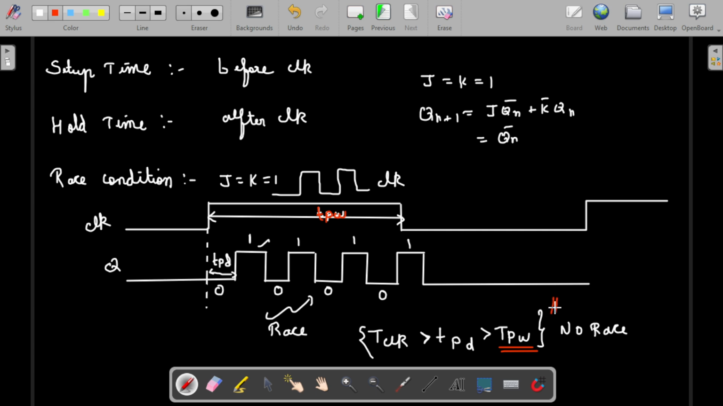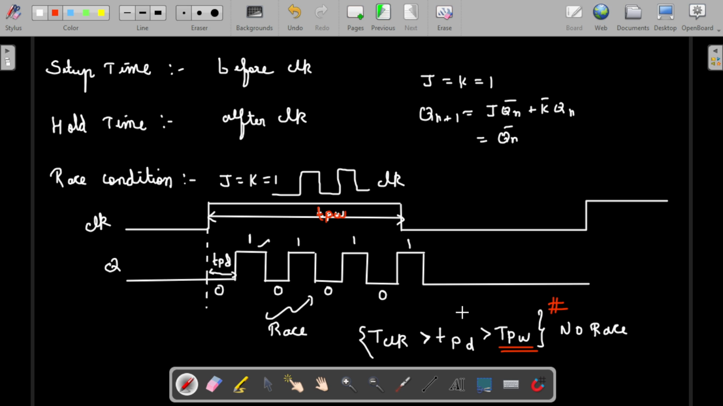So this is one key terminology. Many times questions were asked on this in GATE, and it is also important. So in order to avoid the race condition, the T clock needs to be much greater than the propagation delay, and the propagation delay needs to be much greater than the pulse width. So this is what we can do.